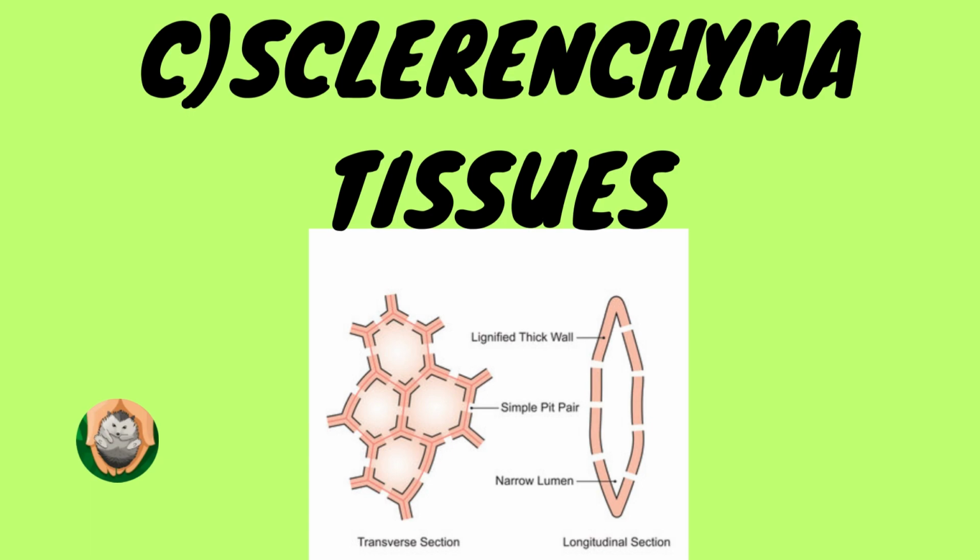If we consider the cell wall, they have a very thick cell wall compared to both collenchyma tissues and parenchyma tissues. The cell wall is made out of cellulose, hemicellulose and lignin. In terms of structure, to identify them, they do not have a specific size or shape.